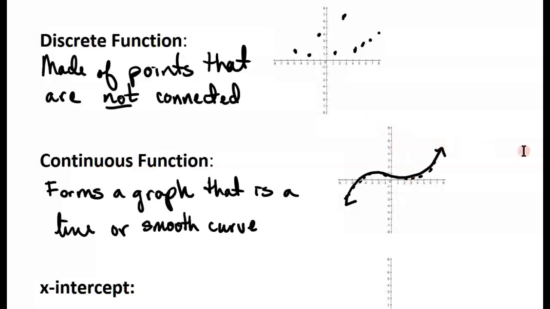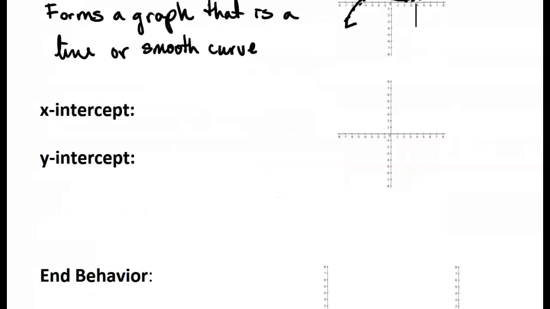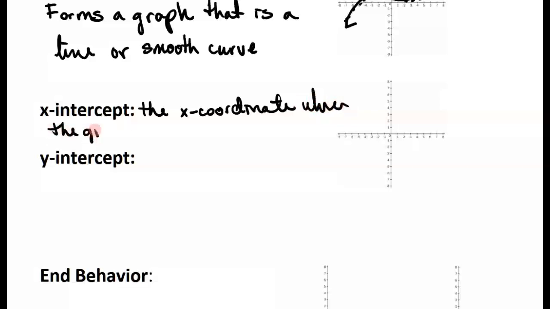We also have some particular properties or values on a graph. The first that we're going to look at are the x and y intercepts. The first is the x-intercept, which is the x-coordinate where the graph, that's the function that we're drawing, crosses the x-axis.